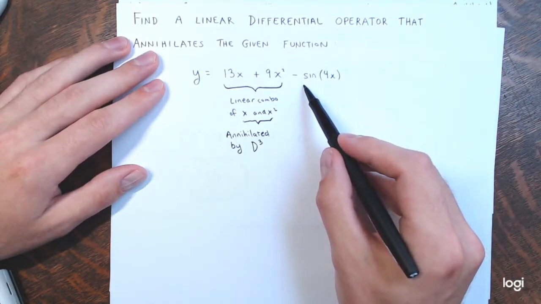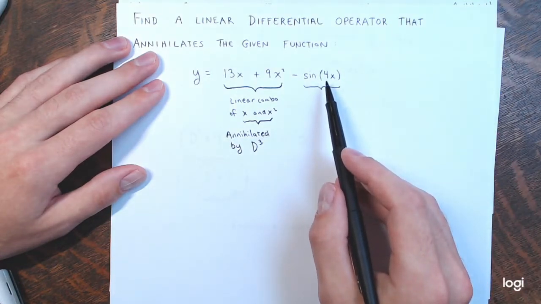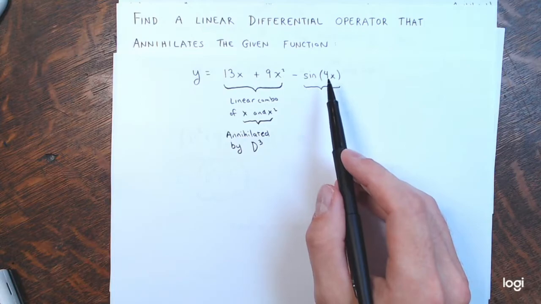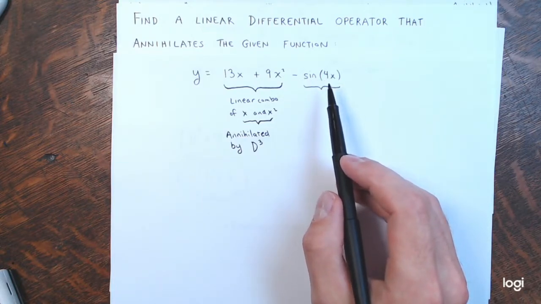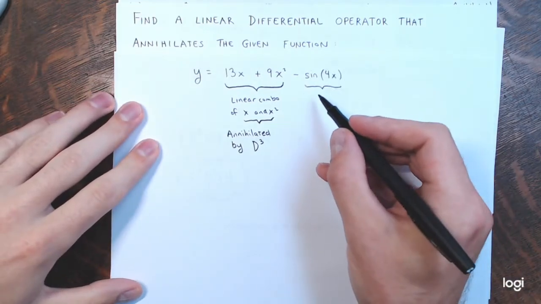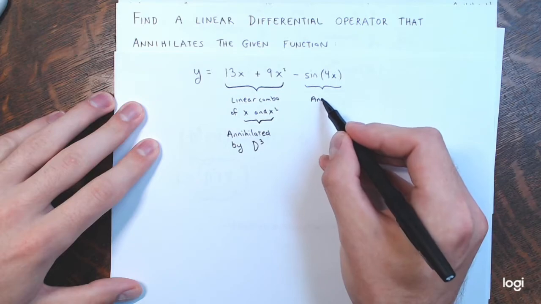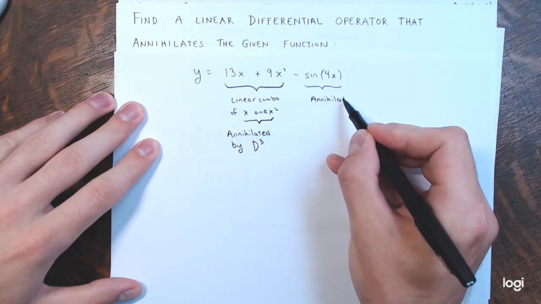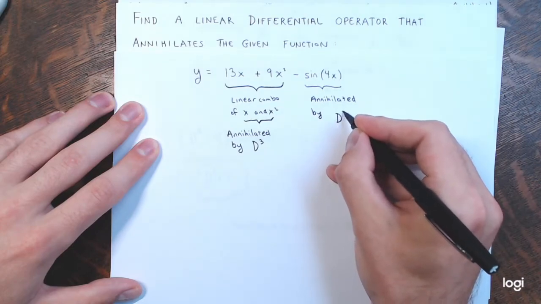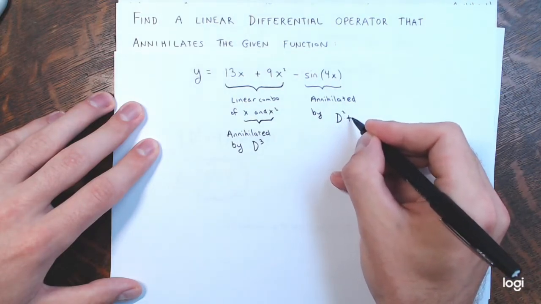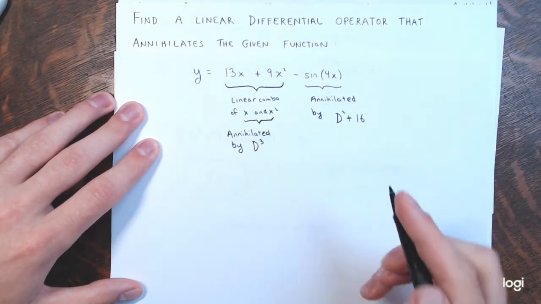And then this sine of 4x, it's just like the cosine of 2x in the last example. You could think of this as e to the 0x times the sine of 4x, so alpha is 0 again, beta is 4. This term, sine of 4x, would be annihilated by the operator D squared plus 16, right? D squared plus 4 squared. And again, you can verify that.